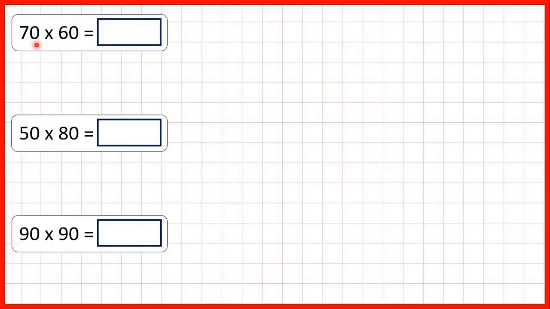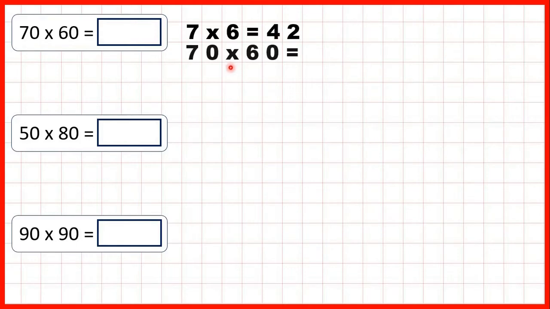Now we need to multiply 2 multiples of 10, and we can use mental methods for this. So first we have 70 times 60. We know that 7 times 6 is 42. So 70 times 60 is 4,200. That's because after we've done 7 times 6, we need to count the zeros in the question, because if there are 2 zeros in a multiplication question, there will be 2 zeros in the answer.